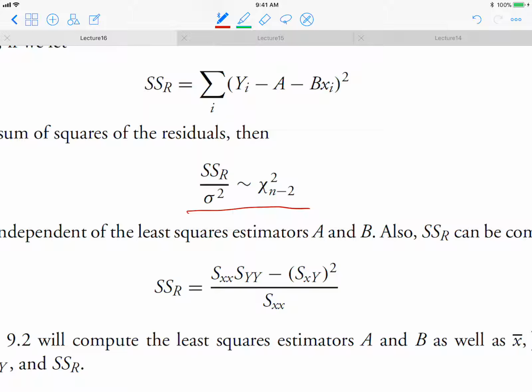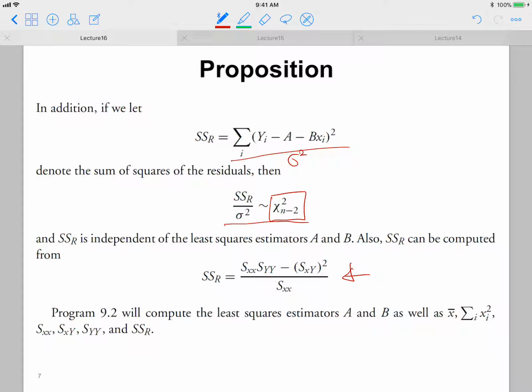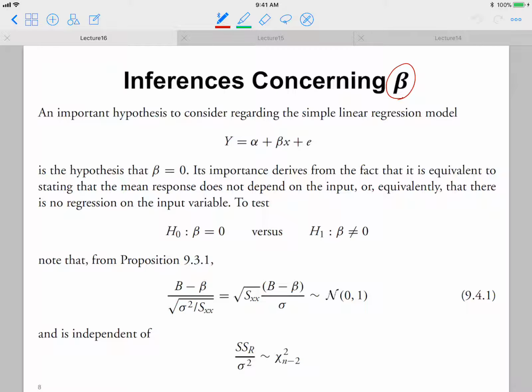So this, divided by sigma squared, we already know follows the chi-square distribution with n-2 degrees of freedom. And this is the equation that we just derived maybe two or so slides ago. By using all these values, like the covariance and variance terms and SSR and so on, we can perform the testing on this beta.